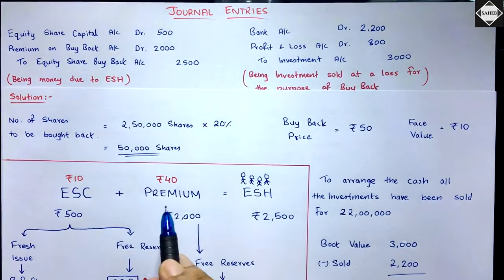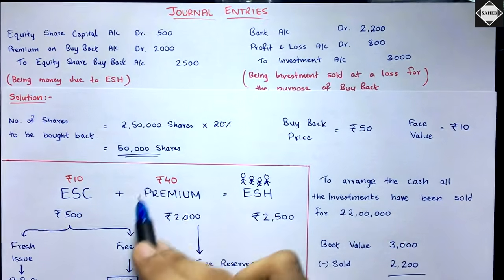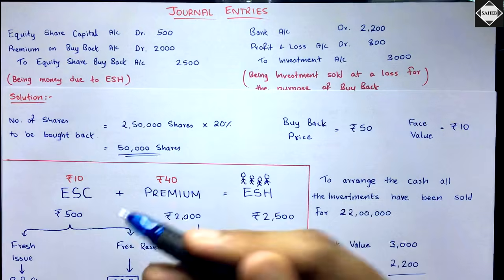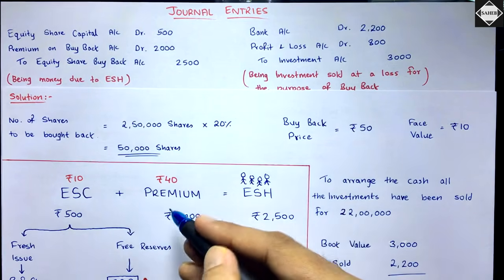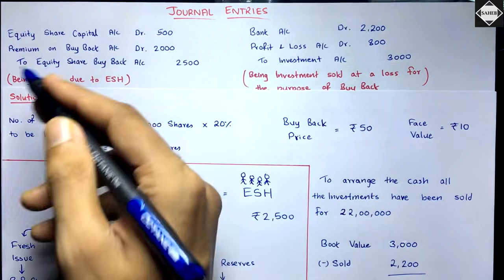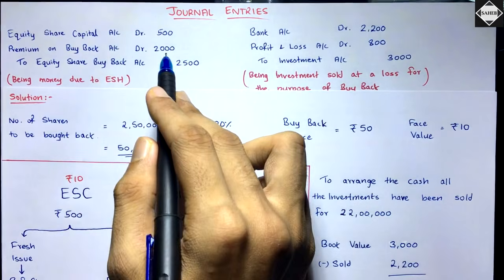And then premium on buyback, this is a loss to the company, the extra thing the company is paying to equity shareholders. So this loss is an invisible expense. It's increasing, loss is increasing, so you have to record that. To record that, you have to debit it. You all know losses are always debited. Premium on buyback account debit 20 lakh.